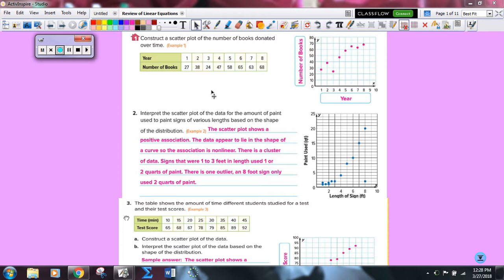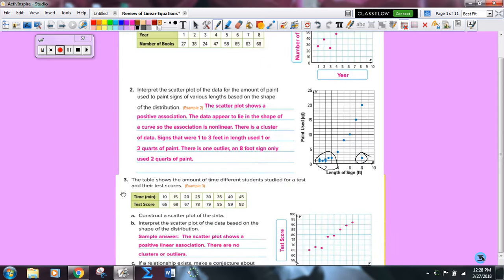Here are the homework answers. You can see here's the scatter plot you should have made. Remember, when it asks for the shape, it's asking me for linear, nonlinear, positive, negative. So this is a positive because as it goes up, it's a curve, so it's nonlinear. There's a cluster down here. So they said between 1 and 3. And there's one outlier, this point over here. So here's your cluster, and here's the outlier.